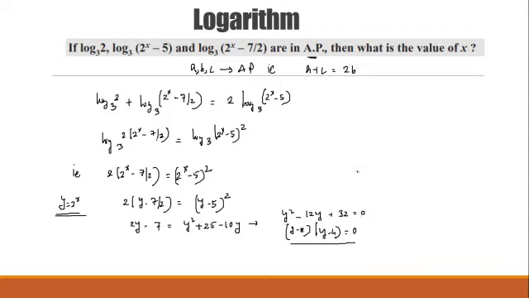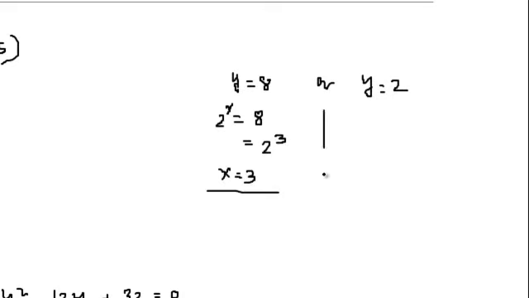So our answer is either y equals 8 or y equals 4. As we have written that y equals 2 to the power x, 2 to the power x equals 8 means it equals 2 to the power 3, so from that we get x equals 3. And for y equals 4, 2 to the power x equals 2 to the power 2, so x equals 2. So these are the two possible solutions of x.